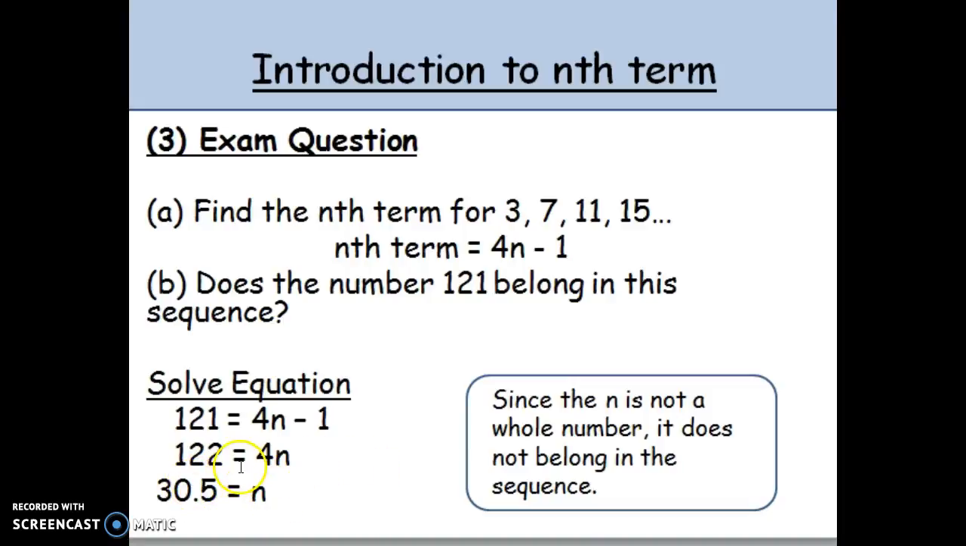Now, because n is not a whole number, it does not belong in the sequence. Think about it. You can't have 30.5 of a term. You can only have 30 or 31. You can't be halfway.